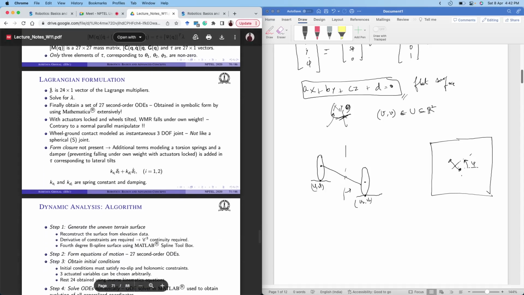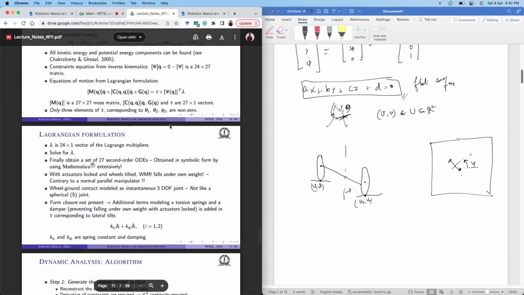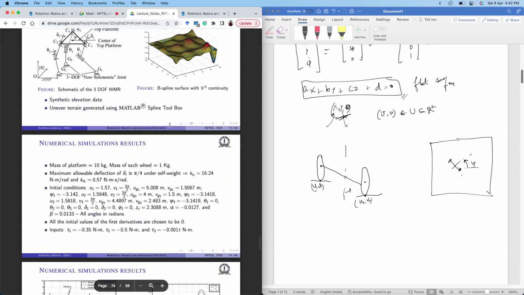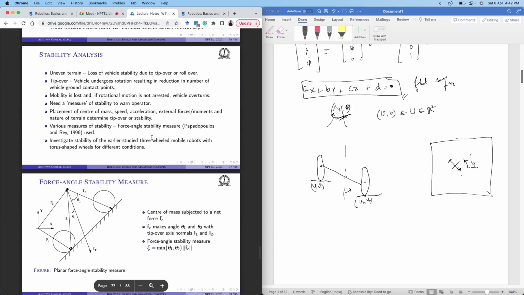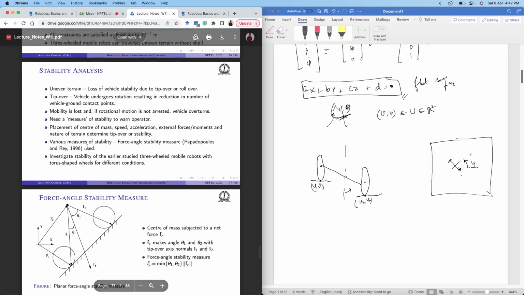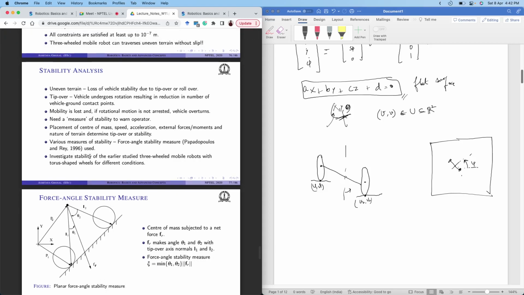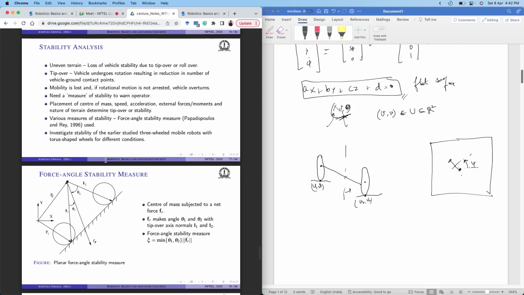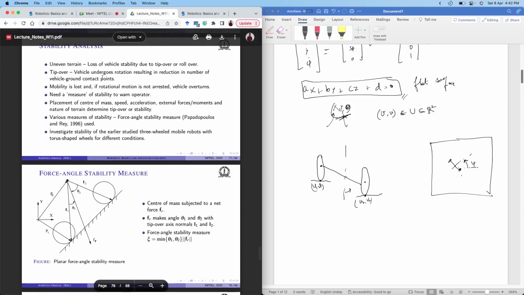Then there is a method of solving these equations. And then one more thing is stability analysis: if the robot is on an uneven surface, will it be stable or will it not be stable? What is meant by instability for the case of a WMR is that the robot can either tip over or roll over.